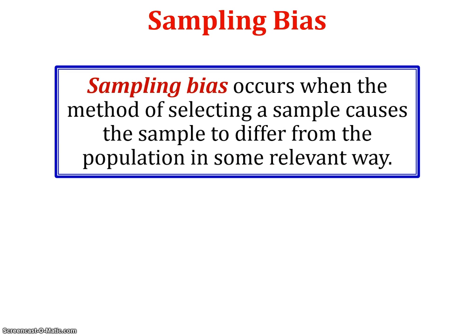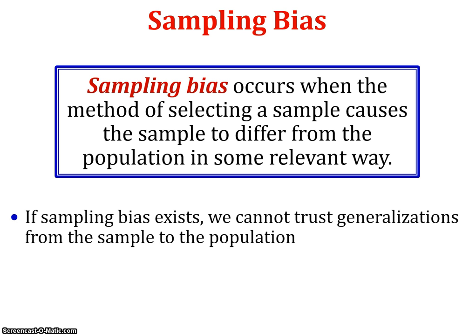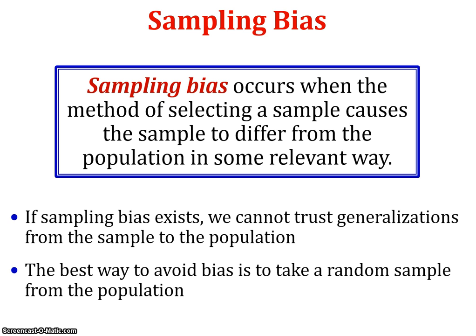Sampling bias occurs when the method of selecting a sample causes the sample to differ from the population in some relevant way. So that would be a situation where our sample was not representative of the population in some important way. If sampling bias exists, then we cannot trust generalizations from the sample to the population. And what we're going to see in section 1.2 is that the best way to avoid bias is to take a random sample from the population. And if we do that, we will be able to generalize the results to the population that we sampled from.